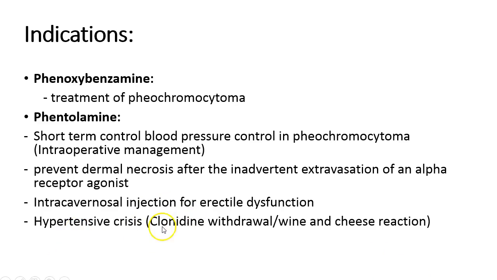Hypertensive crisis is especially seen with sudden stoppage of clonidine, called clonidine withdrawal or rebound hypertension, and another reaction like the wine and cheese reaction, which is seen with dietary products like wine and cheese consumed by a patient who is already on MAO inhibitors, which can also lead to a sudden surge in blood pressure.